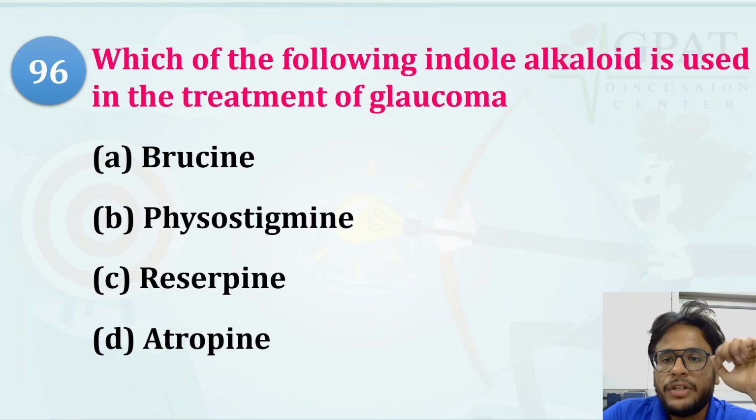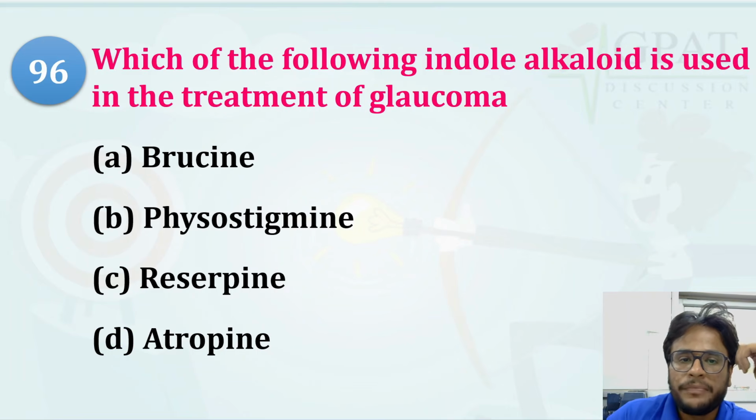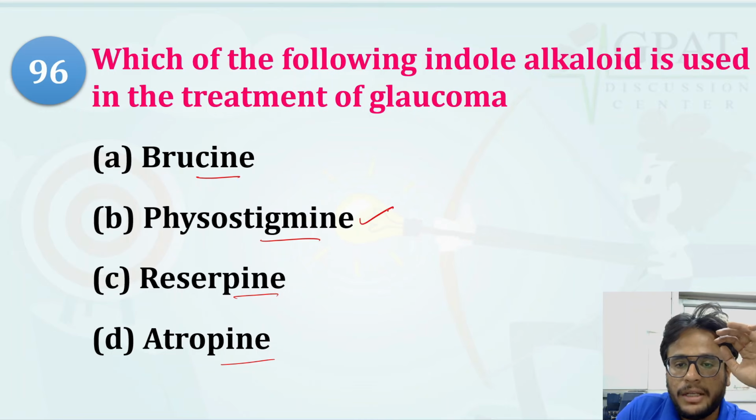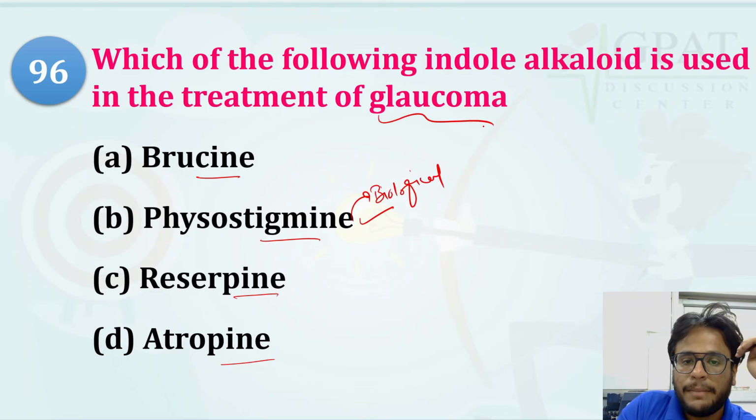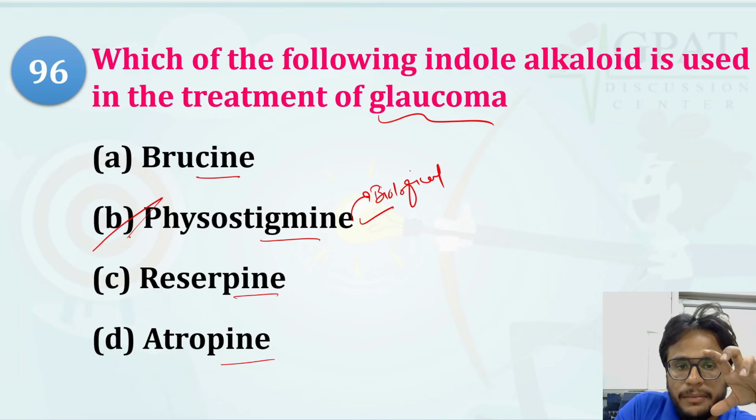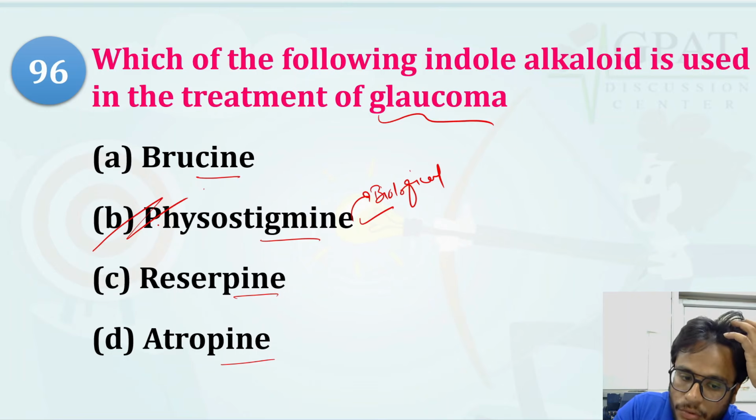Coming towards our next question, which of the following is an indole alkaloid used for the treatment of glaucoma? Option A is brucine, option B is physostigmine, option C is reserpine, and option D is atropine. So we all know the physostigmine, which is isolated from the plant. So the answer for that particular question: physostigmine is the indole alkaloid that is being used for the treatment of glaucoma.